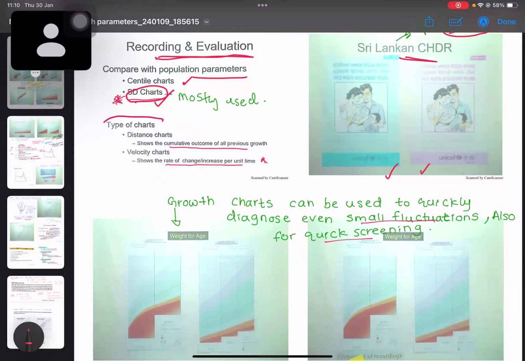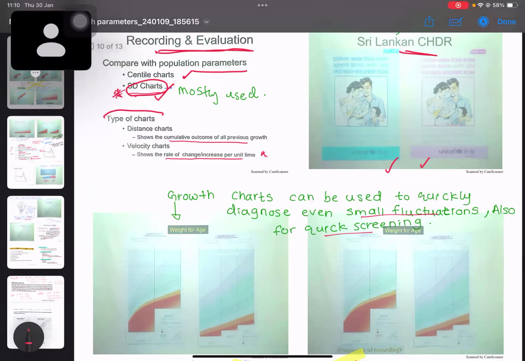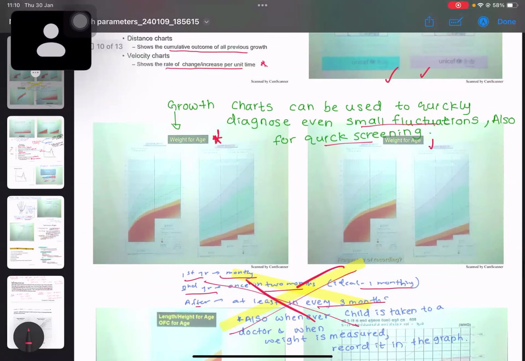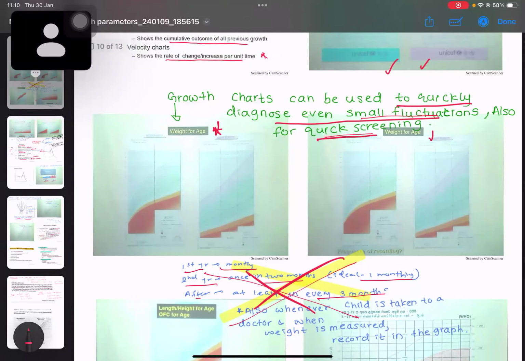The type of chart I previously mentioned, the distance or velocity chart, they won't ask like this. There are weight for age charts, weight for height charts. I'll be discussing all these in a future session. Growth charts can be used to quickly diagnose even small fluctuations, and are used for quick screening as well.